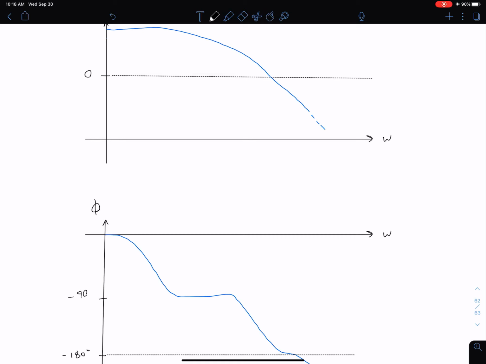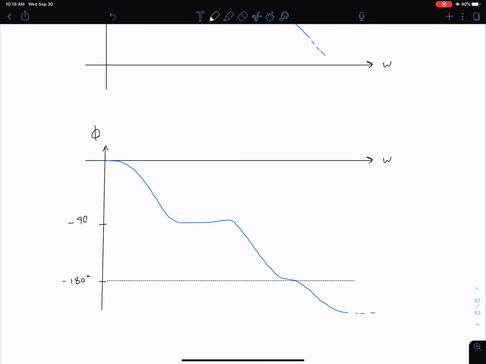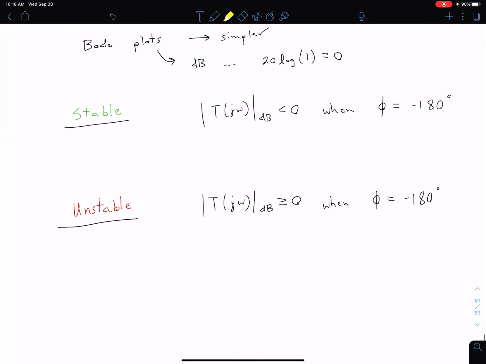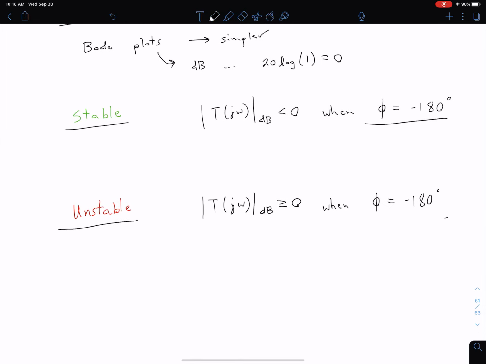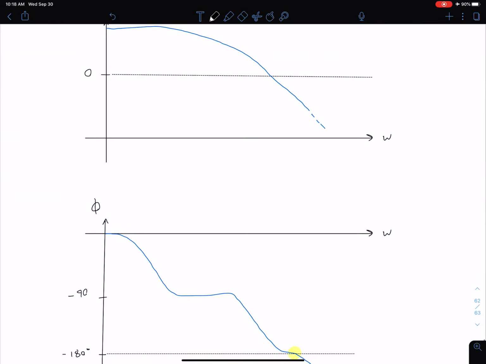So the first thing we want to do is determine if this system is stable or not. And then we're going to come back from that and say, well, how stable is this system? We can see that because the phase is reaching this negative 180 degrees and in fact going beyond that, we have the possibility for instability. So if we look here at this key point where our phase is negative 180 degrees, that's where we're going to want to assess the value of our magnitude. So coming back up here, when our phase is negative 180, we want to check this magnitude value to see if in decibels it's less than 0 or greater than or equal to 0. So let's come down here and do that.